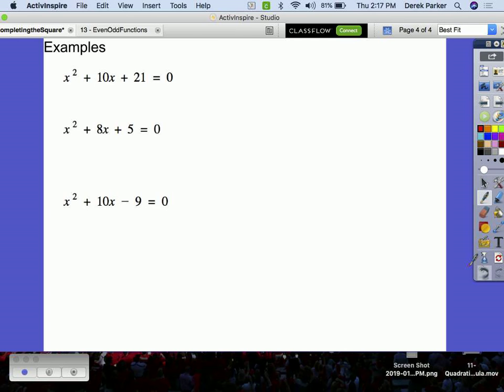My next example is going to be x² + 8x + 5 = 0. Now, all I want you to do here is just write it in the completing the square form equation. That's all I want you to do first. Okay, what do I mean by that? Half the 8, you get 4, and square it. But move the 5 over first.